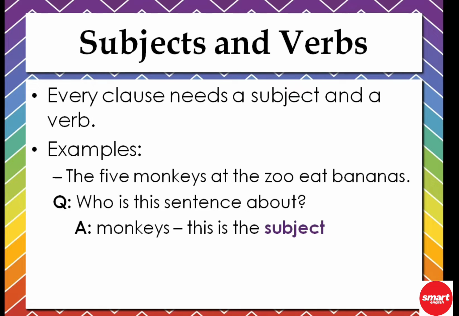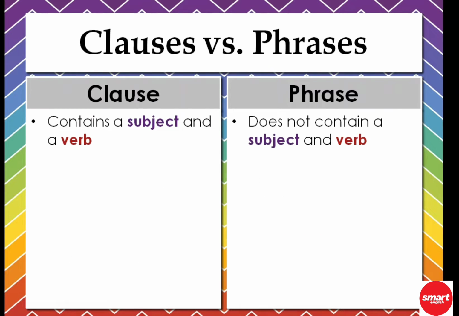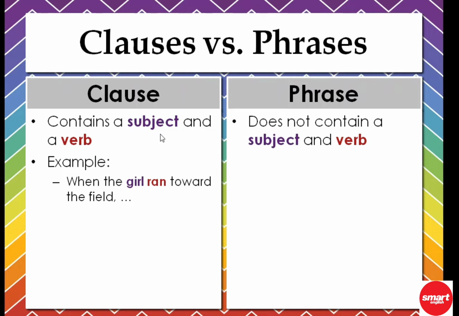Who is the sentence about? It's about the monkey, so it's about the subject. And again, what is the monkey doing? He's eating. So this is the verb, so it contains both. What's the difference between the clause and the phrase? First of all, the clause contains a subject and a verb. The phrase doesn't contain a subject or a verb.